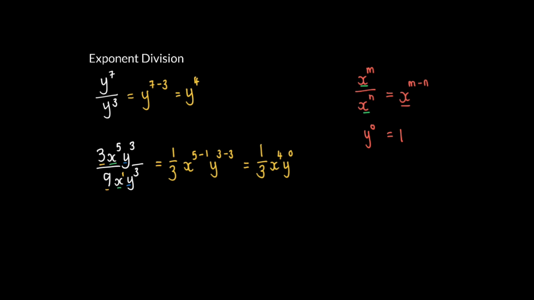We can rewrite this as 1 over 3 times x to the power 4 times 1, which actually is just the same thing as the answer that we have, because if we multiply anything by 1, it just gives us that number. So we can take this 1 away. That's the answer we're looking for.